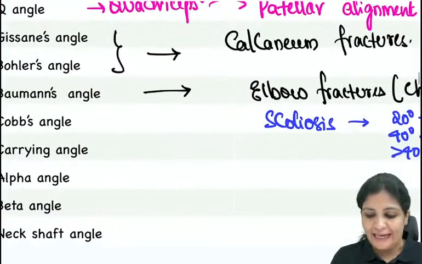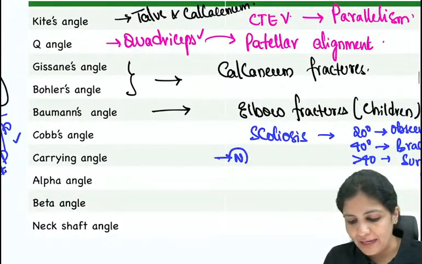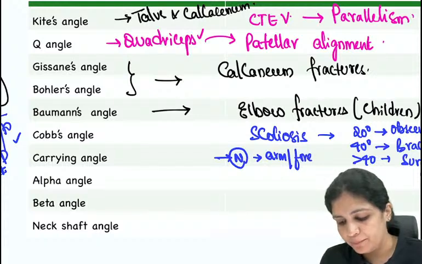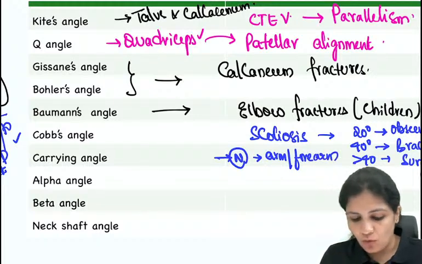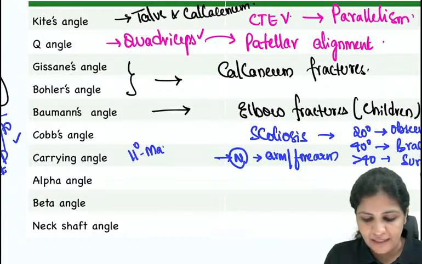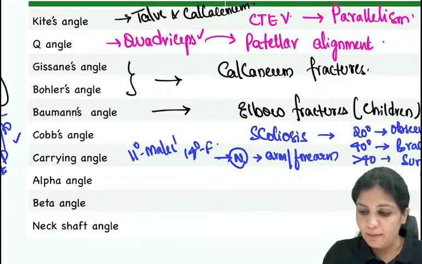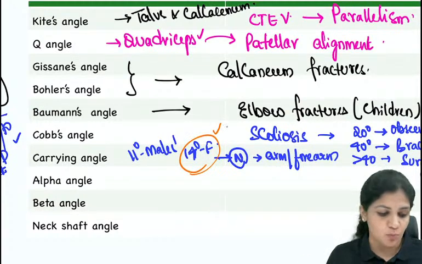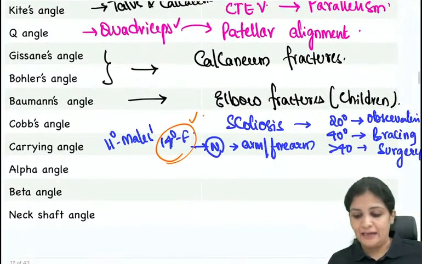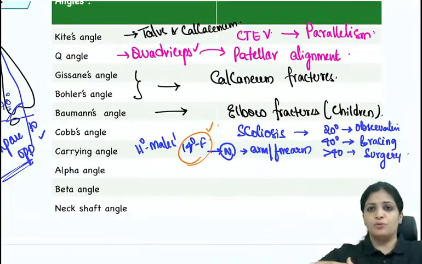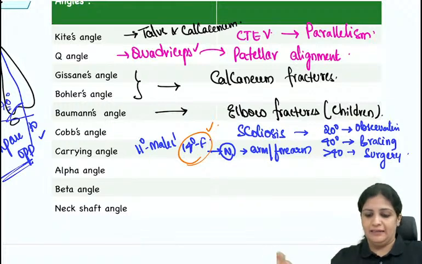So what is carrying angle? Carrying angle is a normal angle which is between your arm and the forearm, right? Normal 11 degrees in males and 14 degrees in females. So you have to remember that in females the angle is more, right? This is the angle which is present in arm and forearm. So usually we have a slight valgus, right?